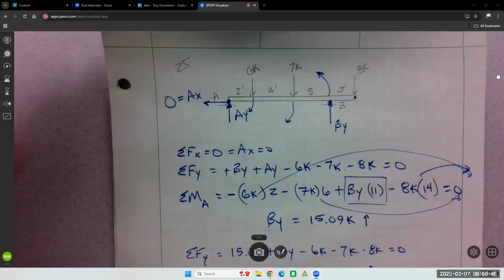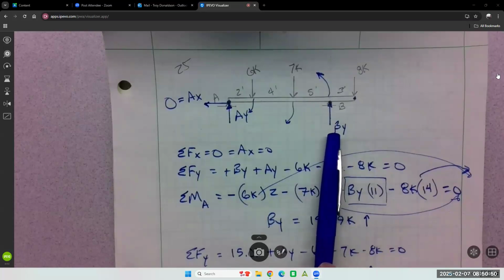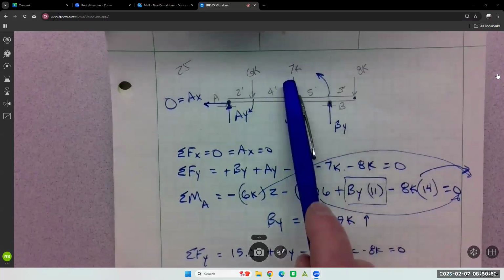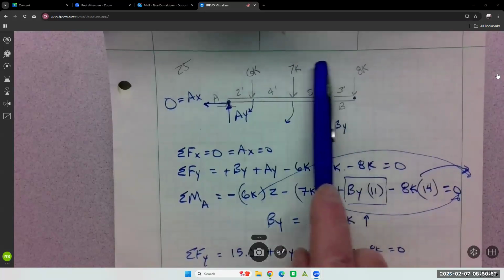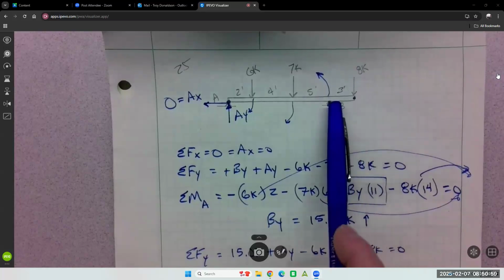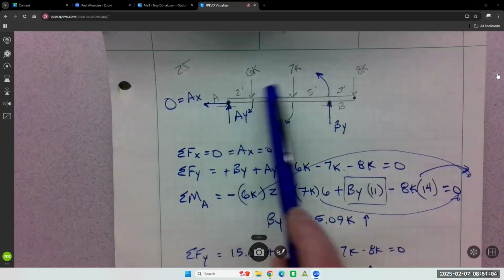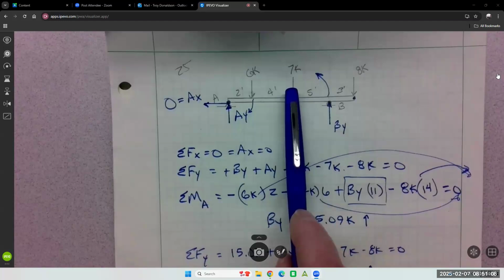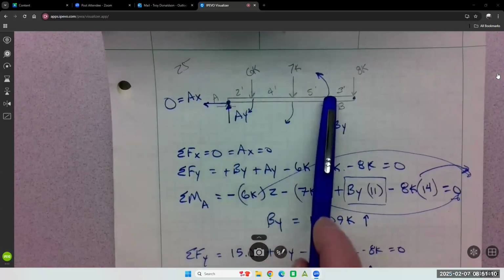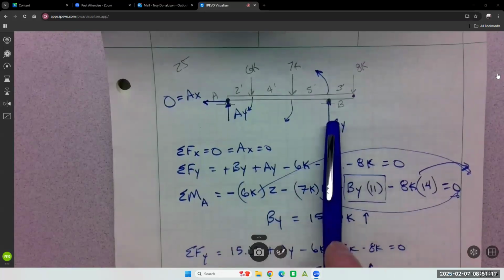There's no way by just looking at it we can tell how much load is here. We know it's a pretty big load because it's got 8 coming down and 7 coming down on either side of it. So a big portion of the 8 is carried here, a portion of the 7 is carried here, and a portion of the 6 is carried here. A little bit of the 6, maybe half of the 7, because it's a little more than half of the 7 is carried here. All the 8 is carried here. So it makes sense that BY is big.